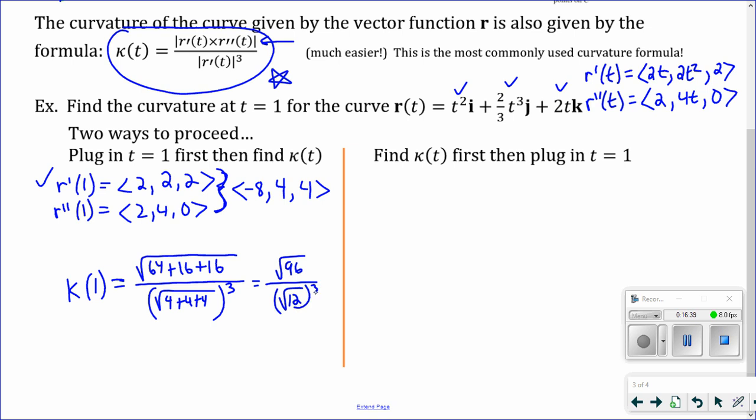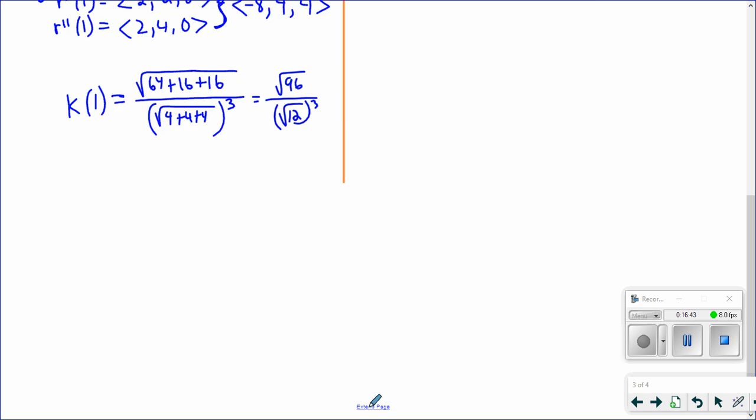However you like to go about reducing that, I guess we'll reduce it a little bit. I've got the square root of 12 cubed, and the square root of 96 on top. If I have square root of 12 three times, two of them could cancel out and just become a 12, and then I'd have the square root of 12 still left over. So you follow that? Radical 12 times radical 12 times radical 12. A 12 pops out, and then I have radical 12 left over.